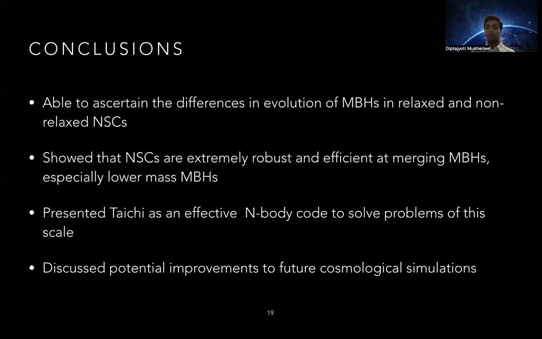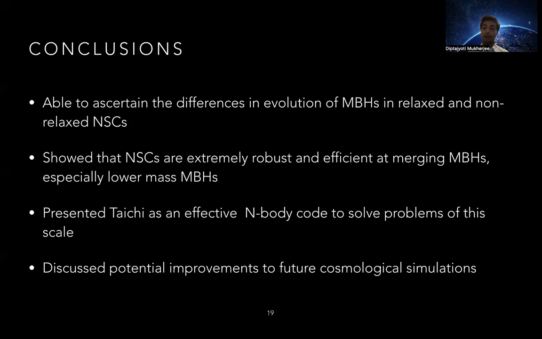So all in all, I just wanted to wrap up with a set of conclusions that we were able to obtain from our study. We were able to ascertain the differences of the massive black hole binary evolution between the non-relaxed and the relaxed models. And we showed that in the non-relaxed models, the merger process is faster than in the relaxed models. We showed that nuclear star clusters are a very promising source for gravitational waves.